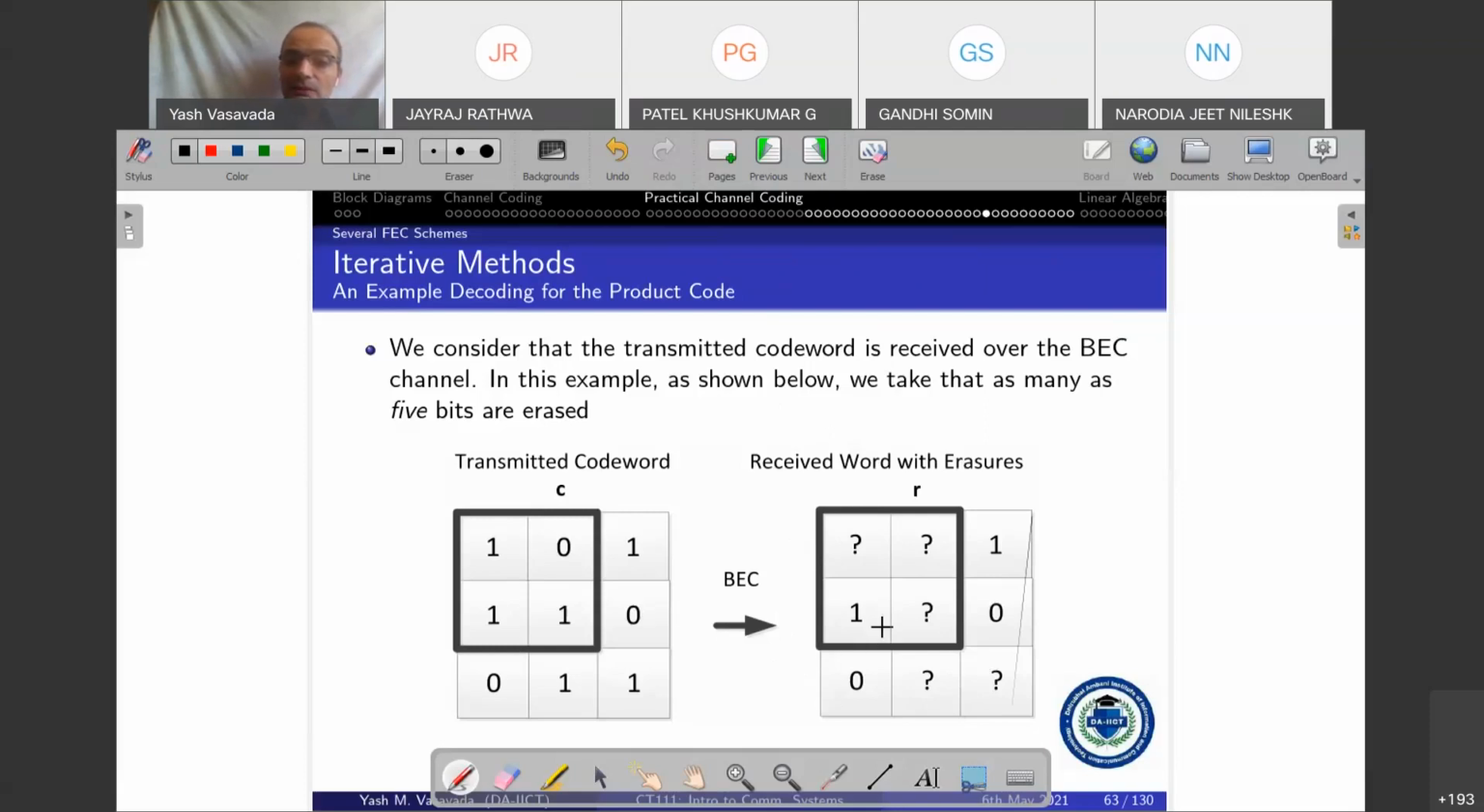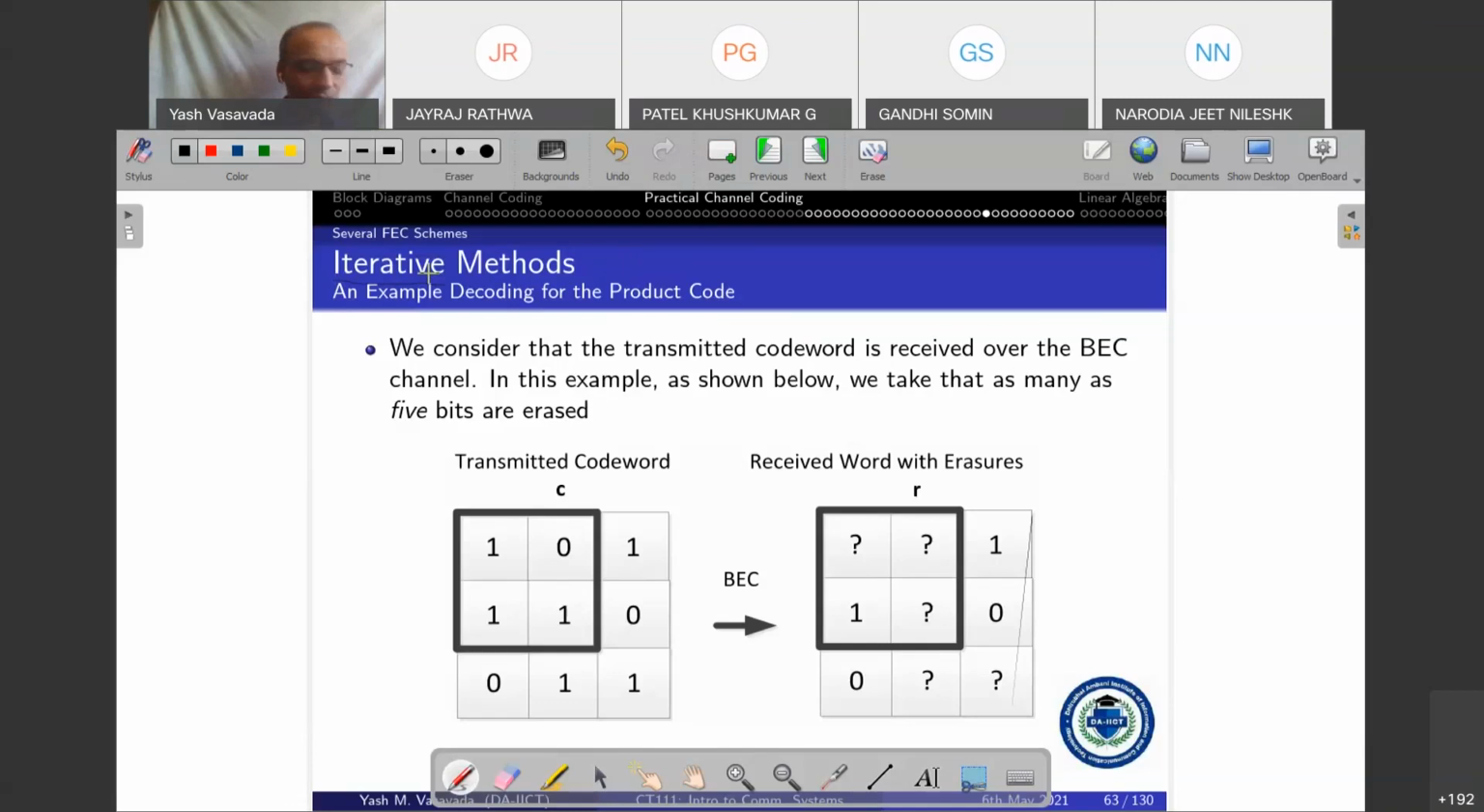Now, the receiver will start doing SPC decoding. But it will do SPC decoding first on a row by row basis. And then when it is done with row by row, it will go to column by column. And then after it is done with column by column, it may again start doing row by row. And so that is why this is called an iterative scheme. The decoder iterates over rows and columns.